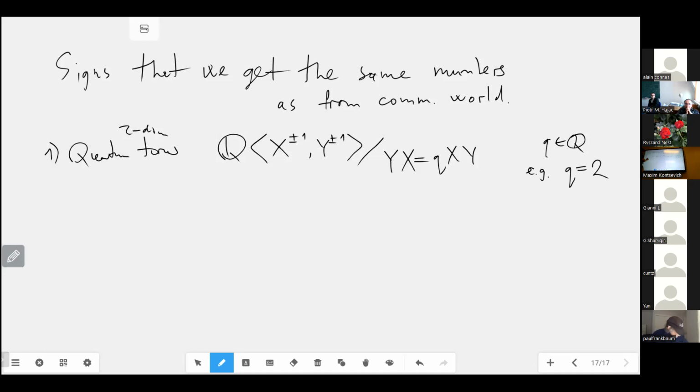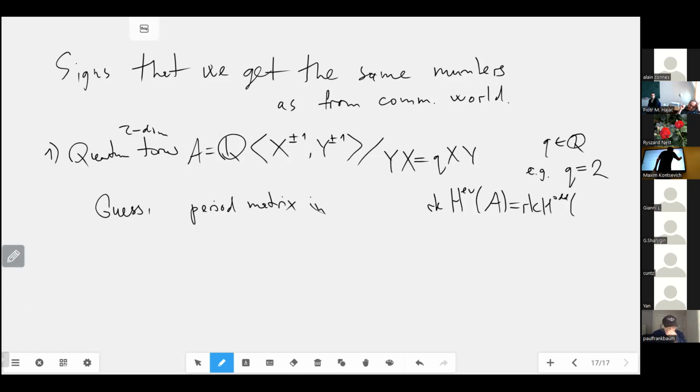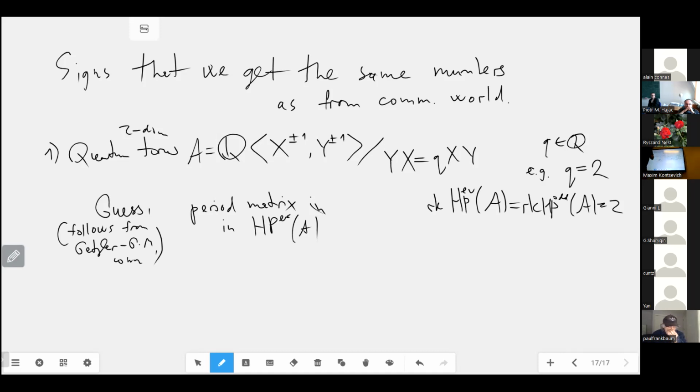My guess is the following. First of all, for this algebra we know what H1 is. The odd cyclic homology has dimension two, like the usual torus. And the period matrix is actually not a guess; it follows from the Gauss-Manin connection. The period matrix in even periodic homology of A is the following one.